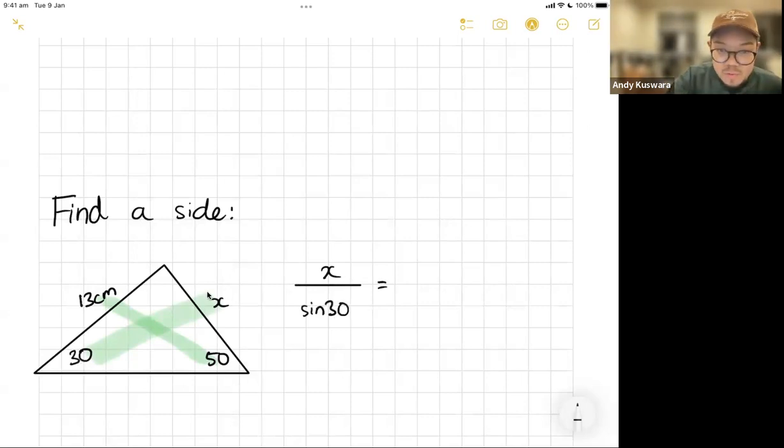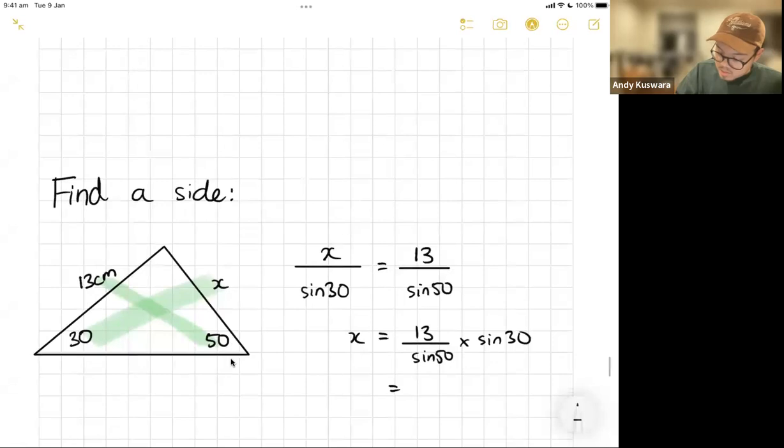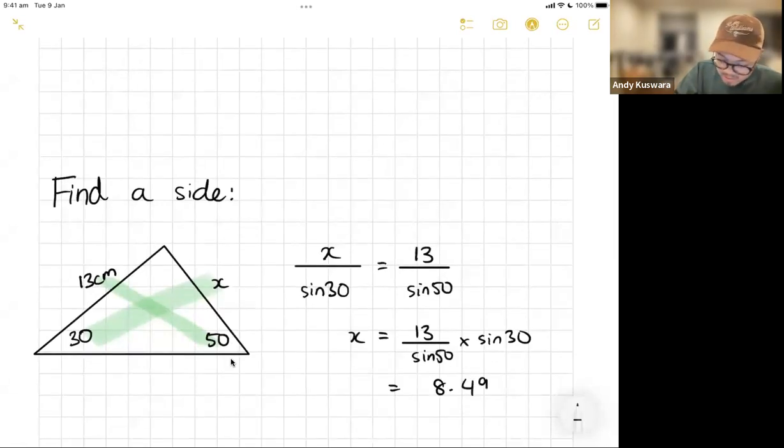And then it equals the other ratio, which is the side. In this case, it's 13 over sine of the corresponding angle, which was 50. Now we're almost done. We just need to solve for x. We just need to multiply both sides by sine 30. That leaves us with 13 on sine 50 times sine 30. I'm pretty sure that gives us something like 8.49 centimeters. And that would be your answer.